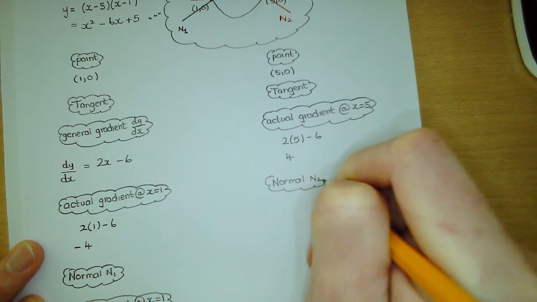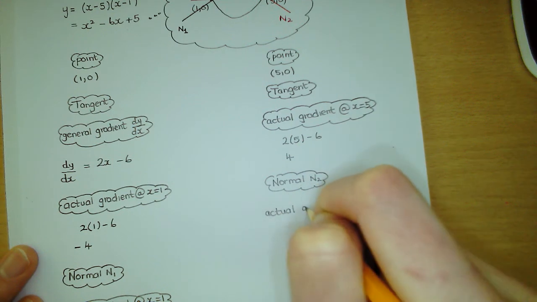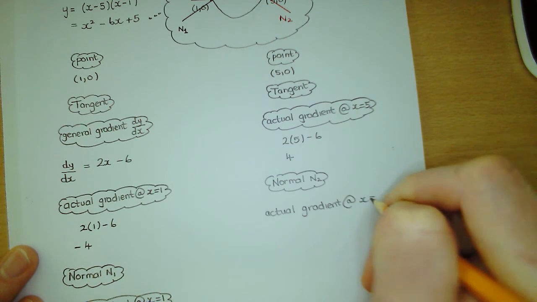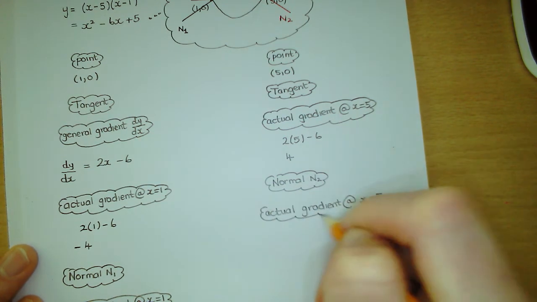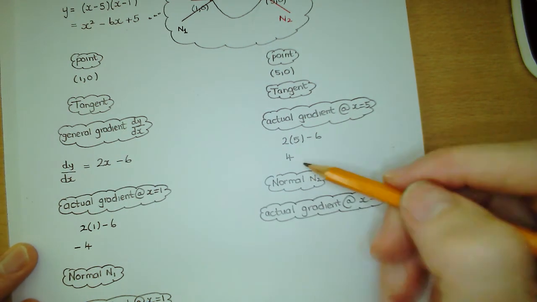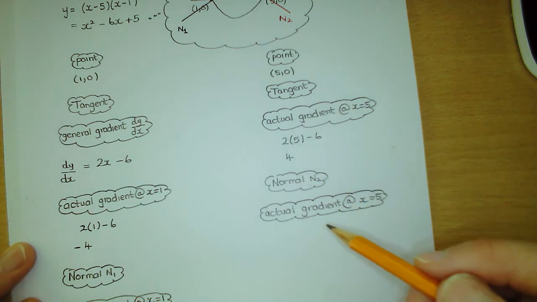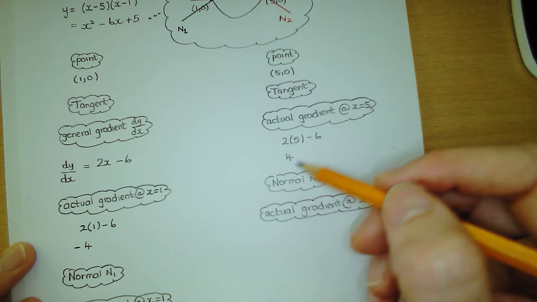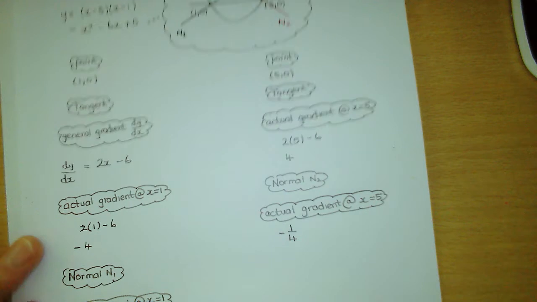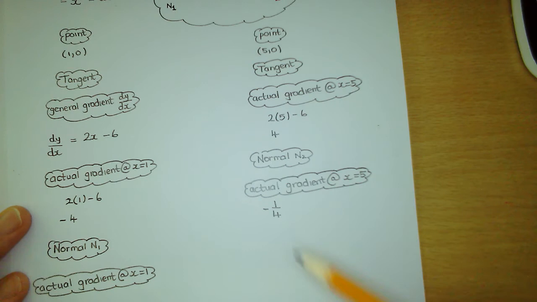And we can now get its actual gradient at the point where x equals 5. So the actual gradient of the tangent where x equals 5 is 4, so to get the actual gradient of the normal, we flip the actual gradient of the tangent upside down and change its sign, so it's going to be negative a quarter. And that makes sense. Go to the diagram. N2 slopes down, so it's got a negative gradient, and it does, so it's all perfect.